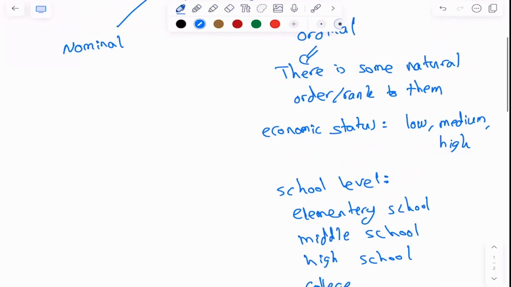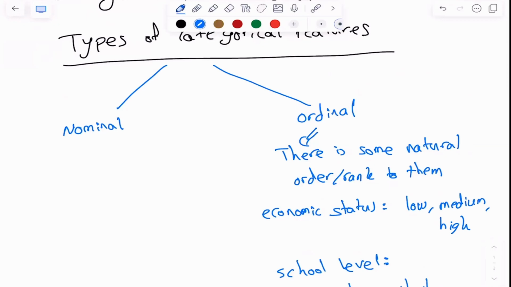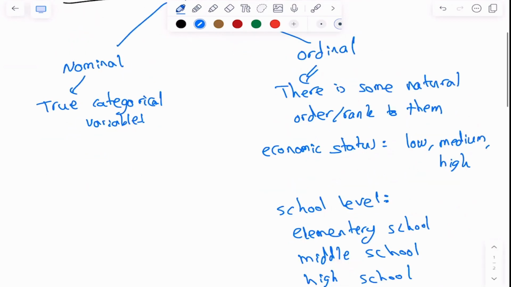All right. Then we have the nominal type of variable. These are the true categorical variables. And these are the variables that are hard to deal with. They're very challenging. The nominal variables are the variables that have no order. There is absolutely no true order or rank for these variables.